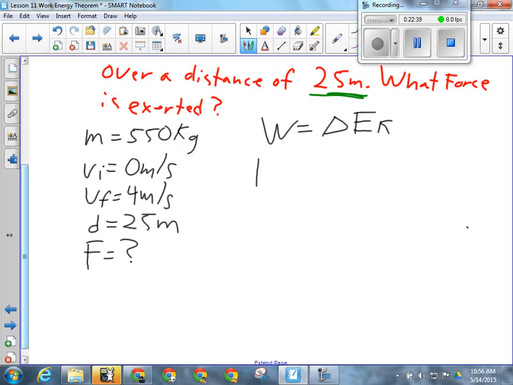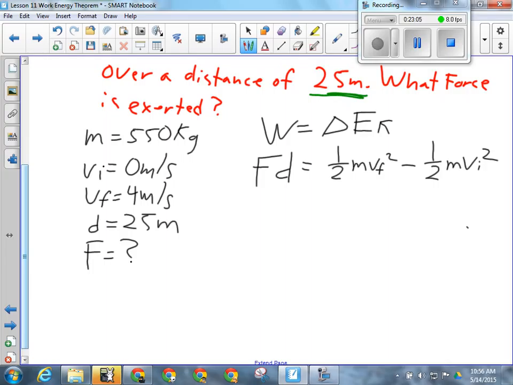All right, the formula for work is force times distance. That's good, because I'm supposed to find force. I'd better have a formula on here that has it in it. And change in kinetic energy means 1/2 m vf squared, that's my final kinetic energy, minus my initial kinetic energy, 1/2 m vi squared.